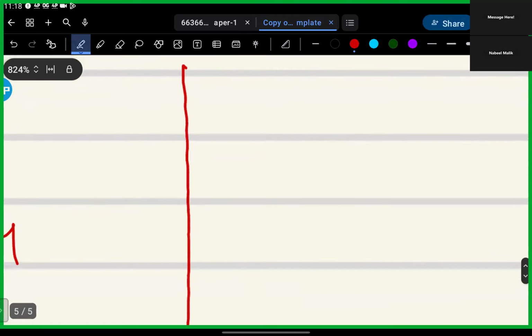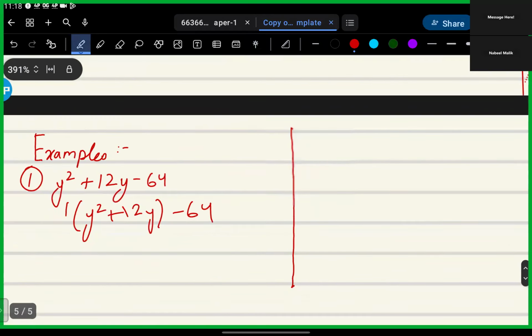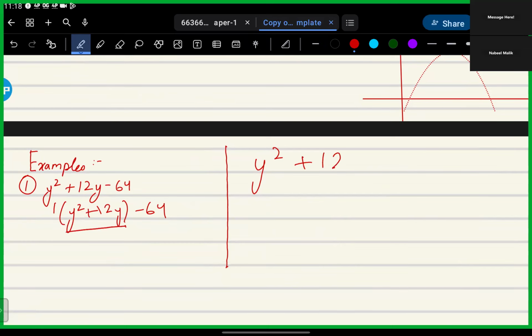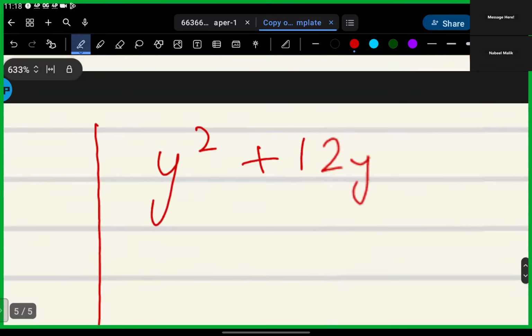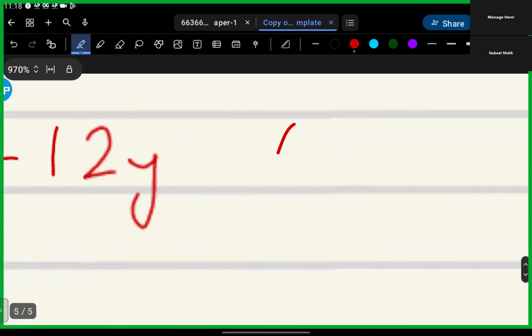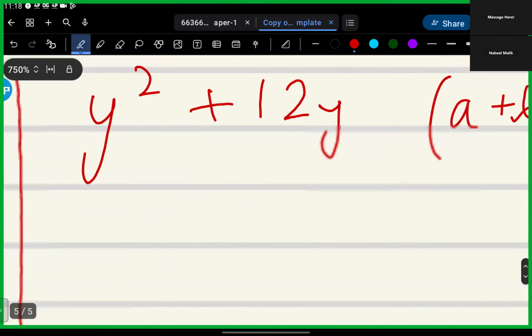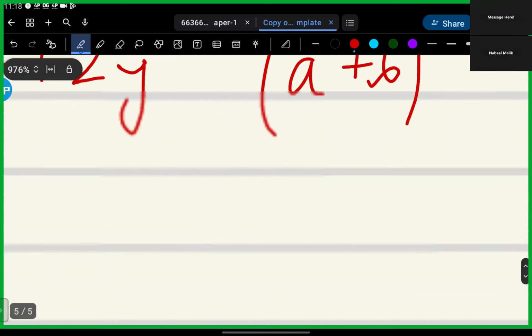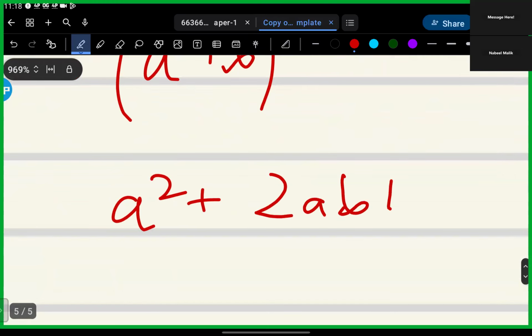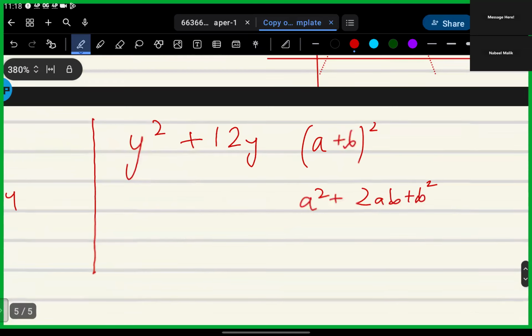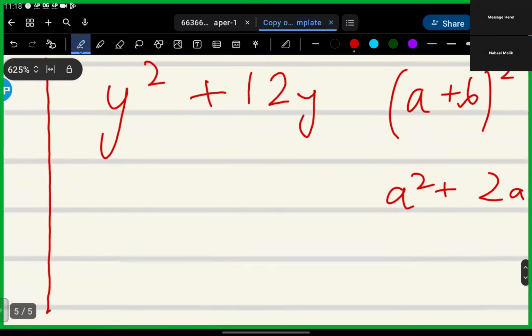In the rough calculation area, you're going to write the exact same thing that is in the bracket, that is y square plus 12y. Now, you have to bring this into an (a plus b) square form. How are you going to do that? Let's see. First of all, you should know that if you open this, that is a square plus 2ab plus b square. If I'm going a little fast, you can stop me.